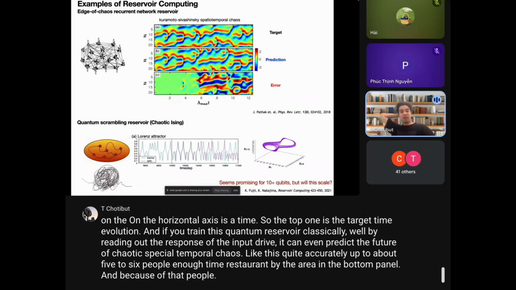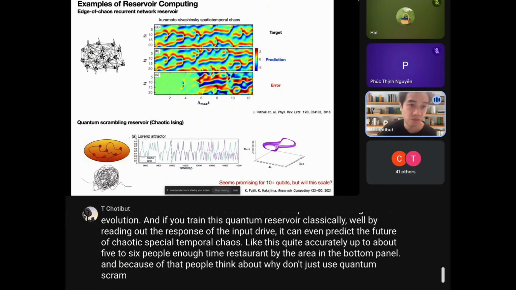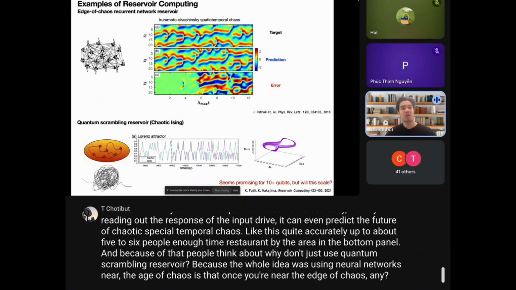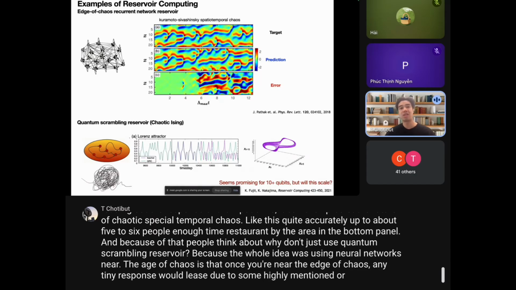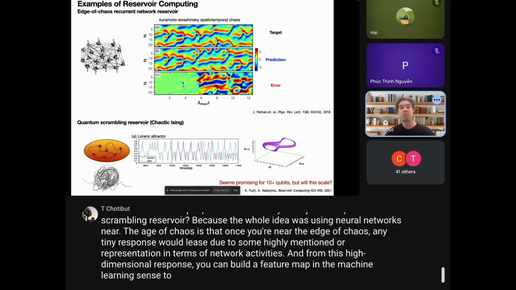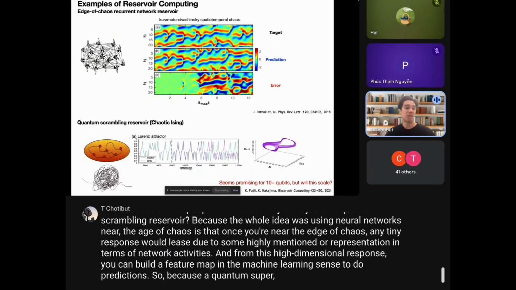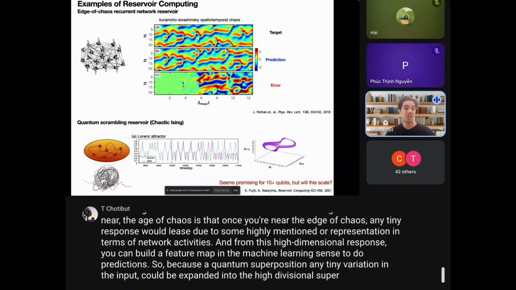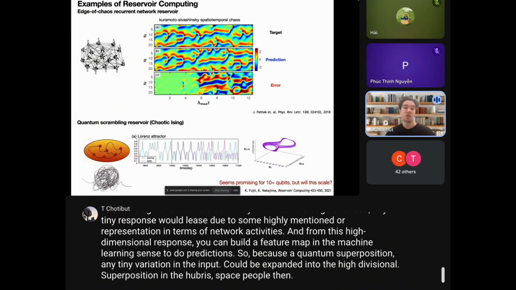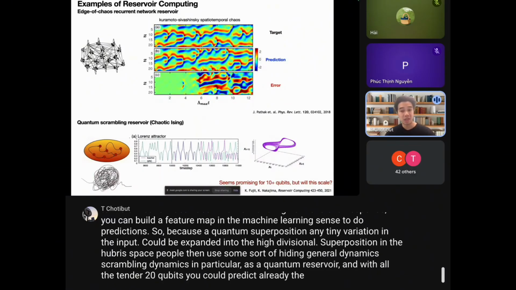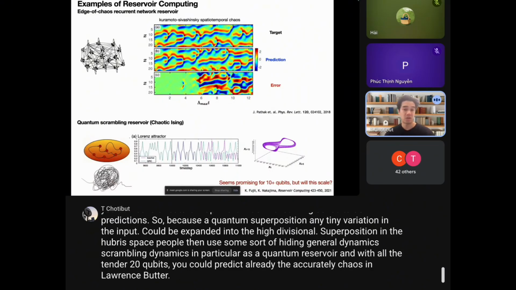And because of that, people think about why not just use a quantum scrambling reservoir, because the whole idea of using neural networks near the edge of chaos is that once you're near the edge of chaos, any tiny response would lead you to some high-dimensional representation in terms of network activities. And from this high-dimensional response, you can build a feature map in the machine learning sense to do predictions. So because of quantum superposition, any tiny variation in the input could be expanded into a high-dimensional superposition in the Hilbert space. People then use some sort of high-dimensional dynamics, scrambling dynamics in particular, as a quantum reservoir. And with only 10 to 20 qubits, you could already predict very accurately chaos in the Lorenz butterfly, as shown on the bottom.